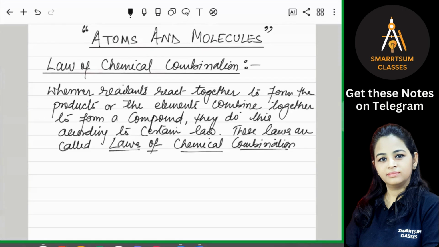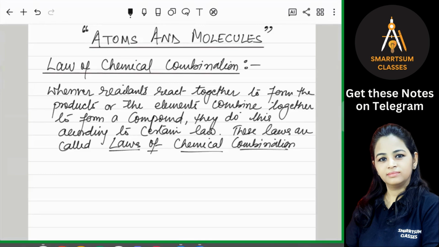So what does it mean? It means that whenever there is some reaction, there are some substances which are reacting together, and these substances are called reactants. Getting that? Some elements are reacting together, and they combine to form some compound or element, or the molecule. So they are following some law while doing this. So this is called laws of chemical combination.